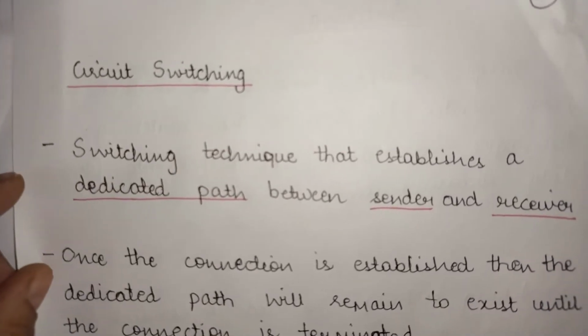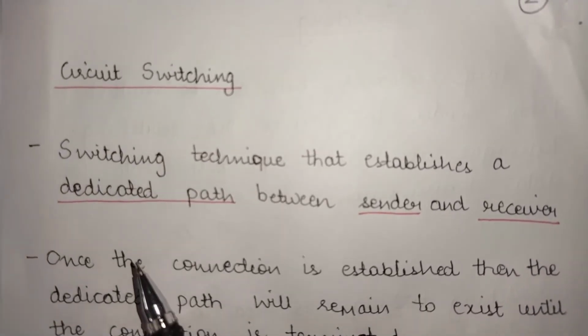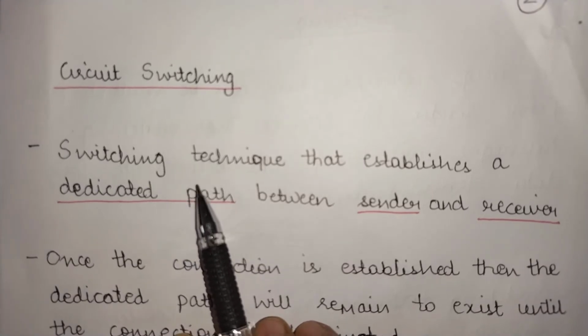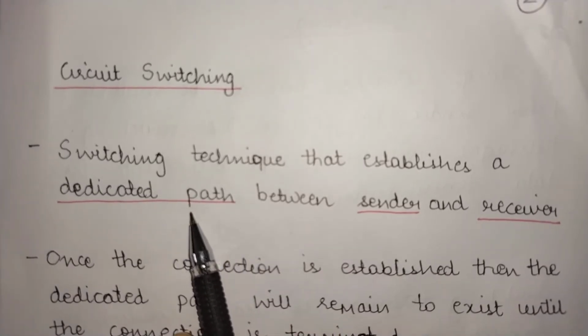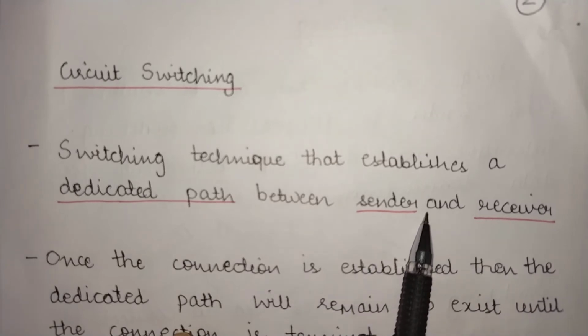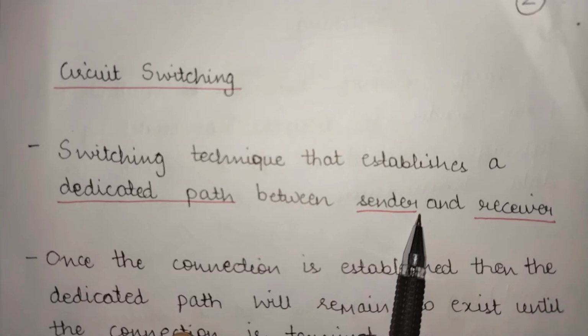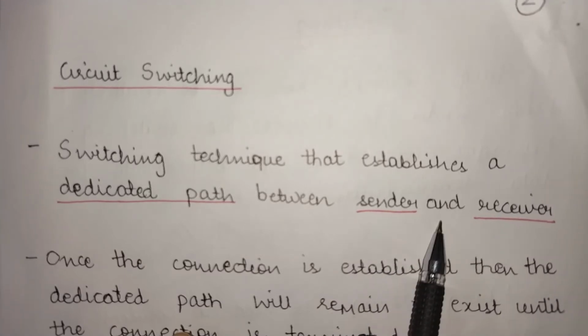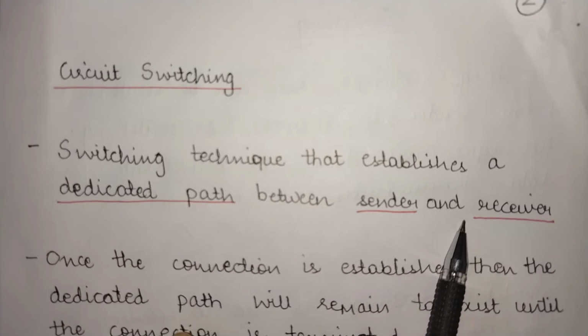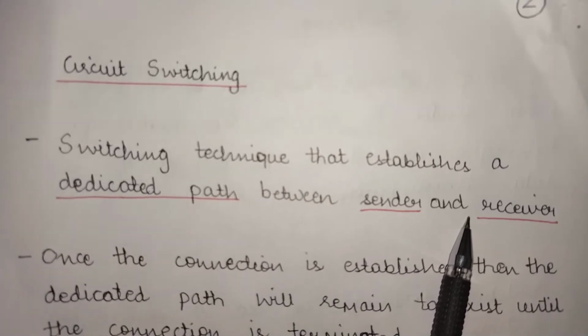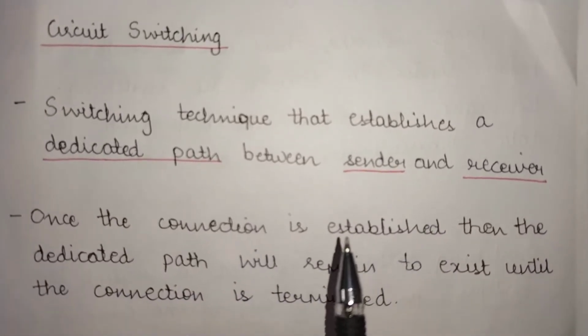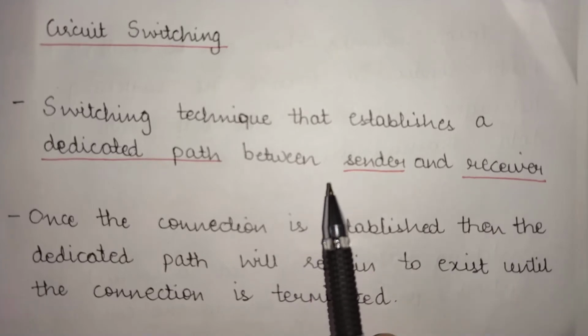Okay, so as I said, we'll focus today on circuit switching. So what is circuit switching? Circuit switching is a switching technique that establishes a dedicated path between sender and receiver. When I say dedicated path, that means a path that is completely reserved for that particular sender and receiver only, and no other sender or receiver other than these 2 parties or nodes can transmit data through that path, right? Just like in a telephone connection you have a dedicated path, similarly in circuit switching also there is a dedicated path.